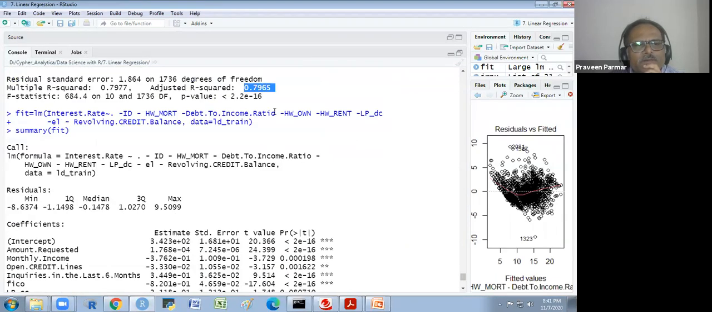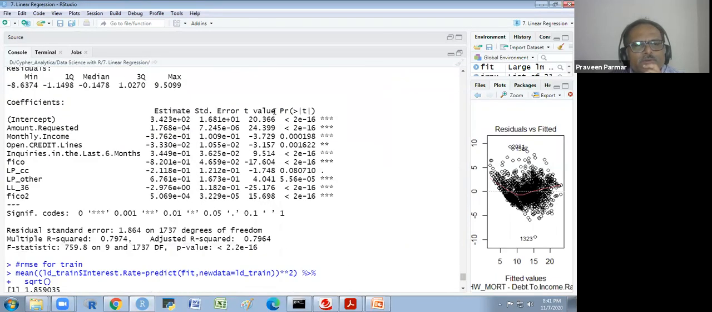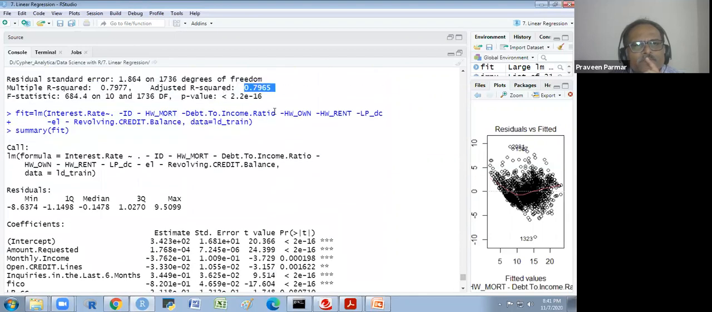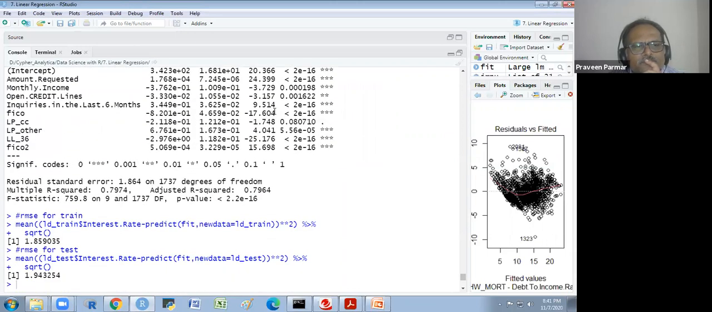The residual standard error is 1.864, with 3637 degrees of freedom. Correct. Got it?